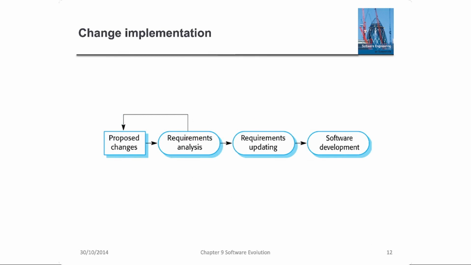This phase begins with proposed changes, where we identify and propose necessary alterations to enhance the system. Moving into requirement analysis, these changes are scrutinized against the existing requirements to ensure alignment with the project goals. Next is requirement updating, a crucial step where the software requirements are revised to incorporate the proposed changes. And finally, we have the software development, where these updates are brought to life in the form of code, culminating in the new improved version of the software.